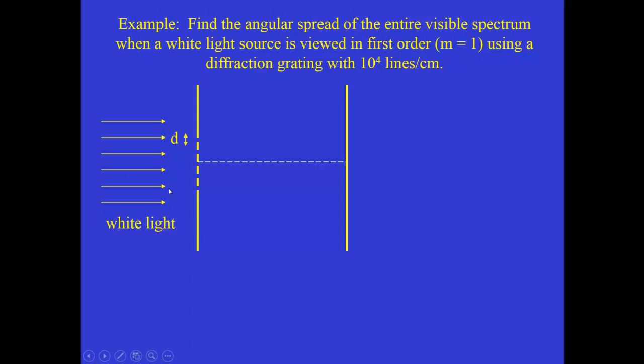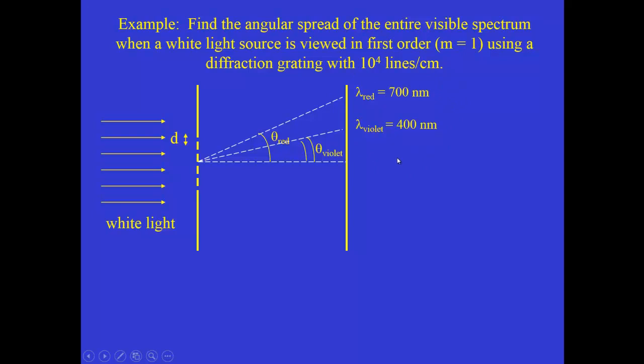And now we have white light, and in order to solve this problem it's important to understand what the wavelength region of the visible spectrum is. Commonly we will use 400 to 700 nanometers, where 400 is at the violet edge and 700 is at the red edge, and those are the limitations on human light perception. So that's why we call it the visible spectrum.